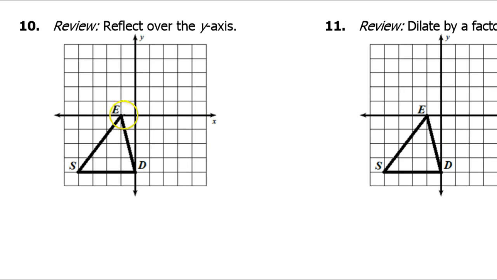Reflecting over the y-axis would be like this. So E, I'm going to go 1 unit on the other side, and that should be my E prime. Notice that point D is on the y-axis, so it won't move. And then S is 4 units to the left, so S prime will be 4 units to the right. So like I said, this will be E prime, this will be S prime, and this will be D prime. So that's what the image would look like after the reflection.